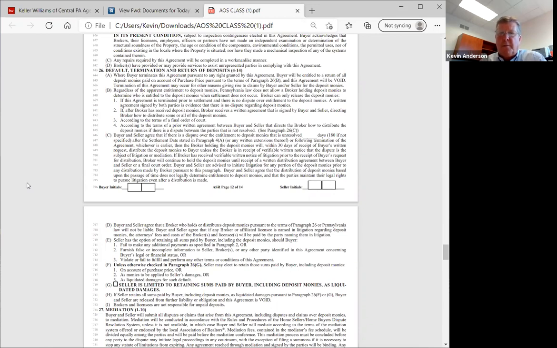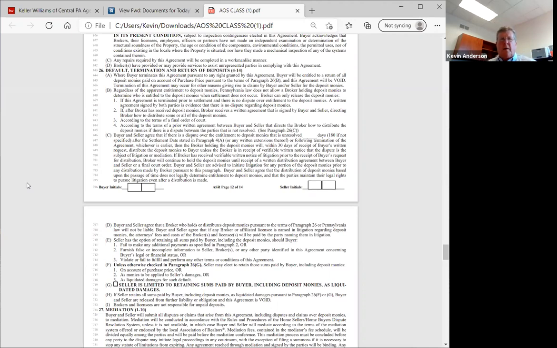Or according to the terms of a prior written agreement between the buyer and seller that directs the broker how to distribute the deposit money, if there's a dispute. Those are questionable, whether most agencies would act based on one of those agreements. And I haven't seen any, so.